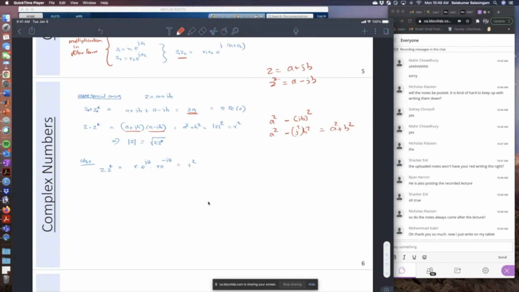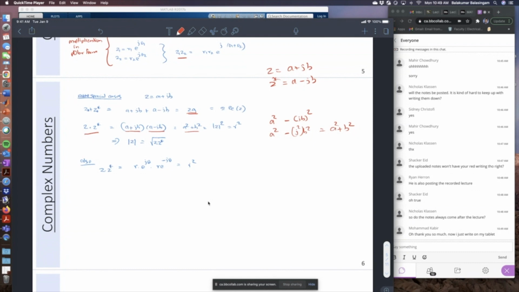Okay, so I was saying, the special case is S times S conjugate is going to be just A squared plus B squared. So that's the real number, S times S conjugate.